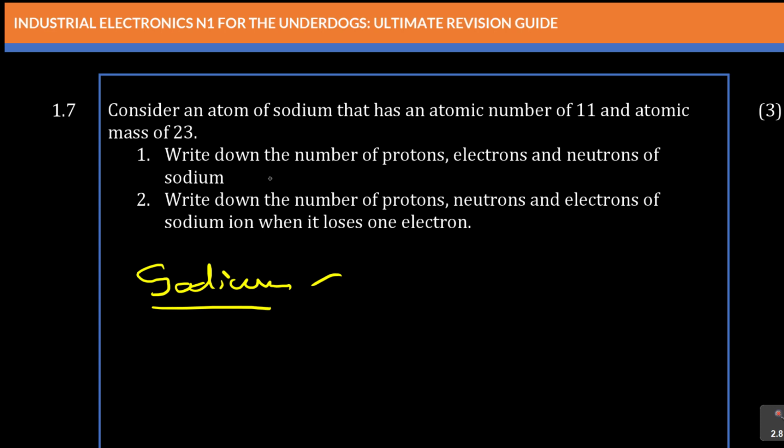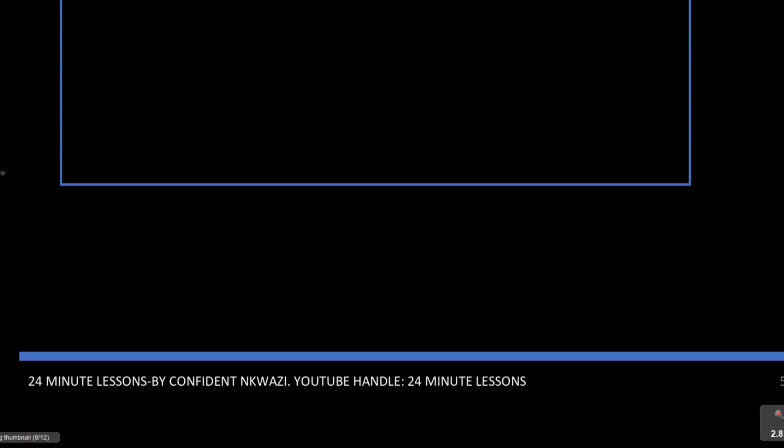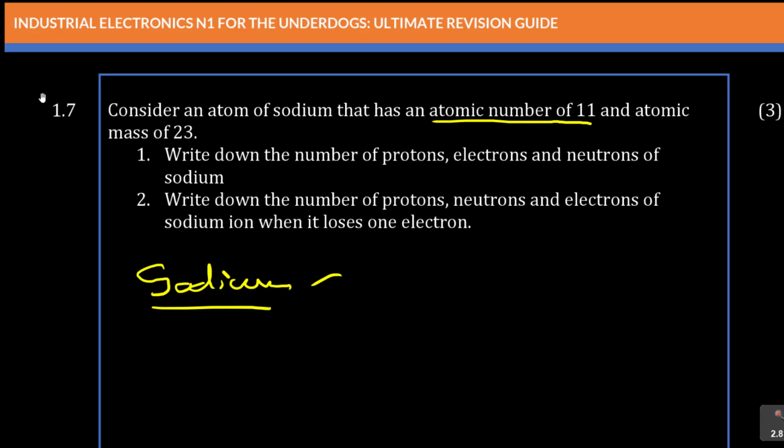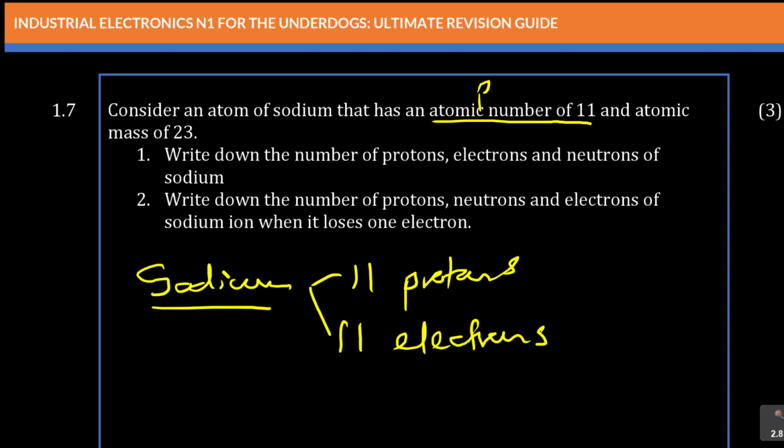Now in this sodium, they're saying write down the number of protons. So if they're saying it has got an atomic number of 11, remember what we said? We said the atomic number is what? The atomic number is the number of protons, you see? So here, these are the protons. So how many protons? 11. 11 protons. What else? And then the atomic mass is 23. How many electrons? Don't forget, protons is equal to electrons. 11 electrons. Remember, protons are positive, electrons are negative.